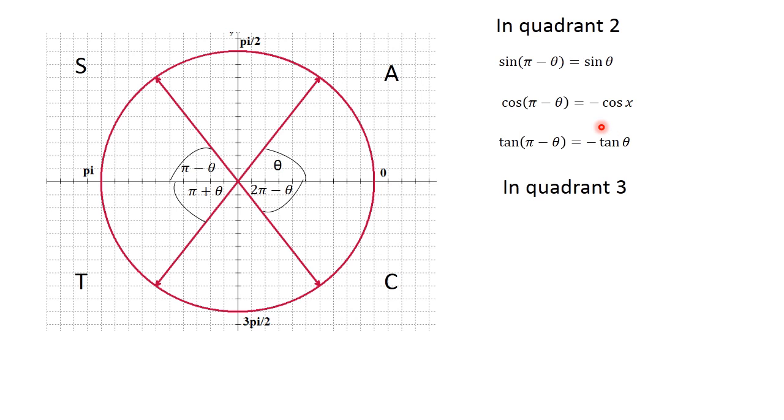In quadrant 3, I think you can probably go from here. The sine of pi plus theta is equal to minus sine theta because sine is negative in that quadrant. Cosine is also negative, but tan becomes positive. I think you can probably take it from there for quadrant 4. In quadrant 4, you're going to be looking at the sine, cosine, and tangent of 2 pi minus theta, where in this quadrant, of course, cosine is positive. Hope that helps.